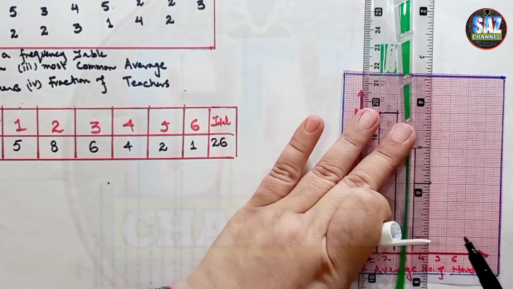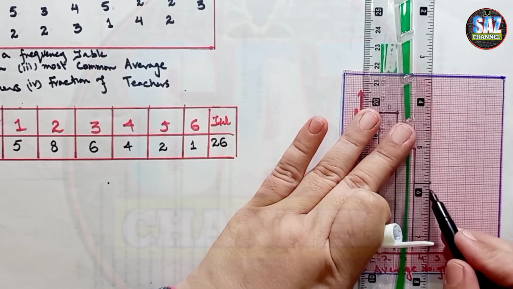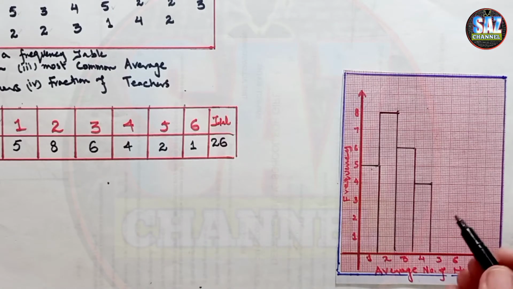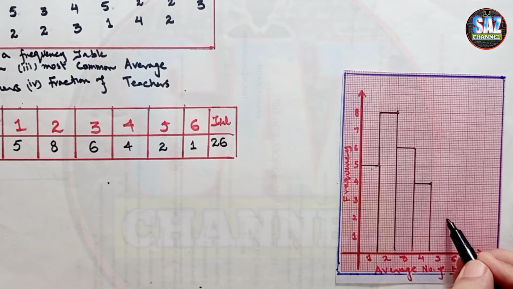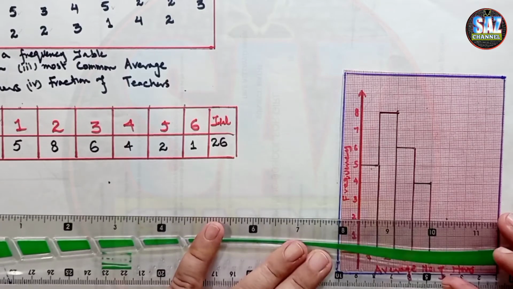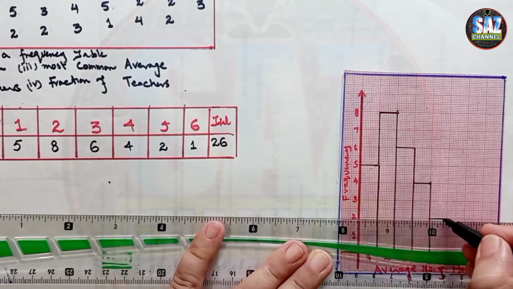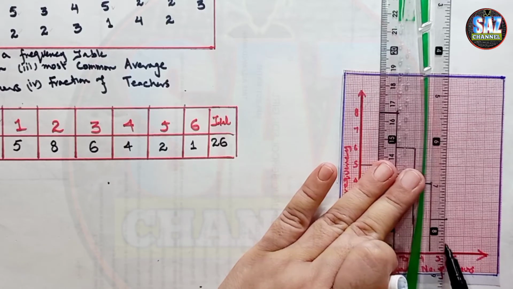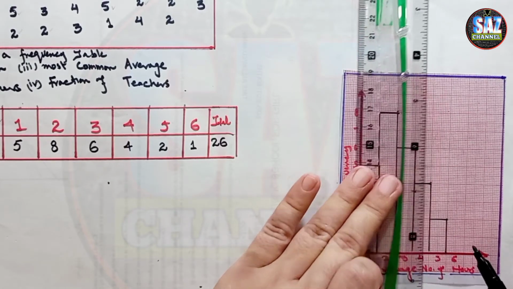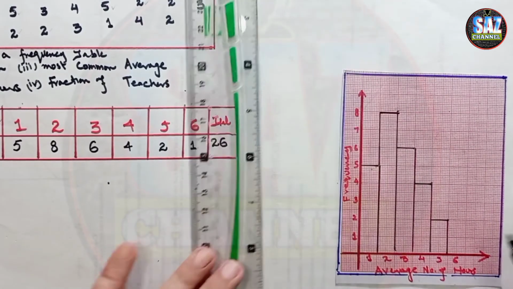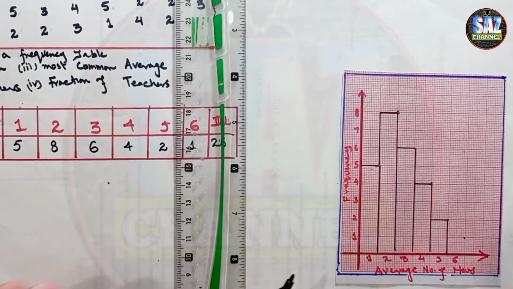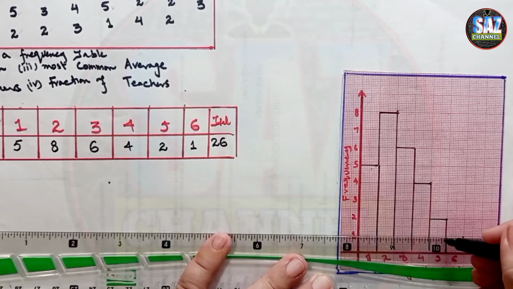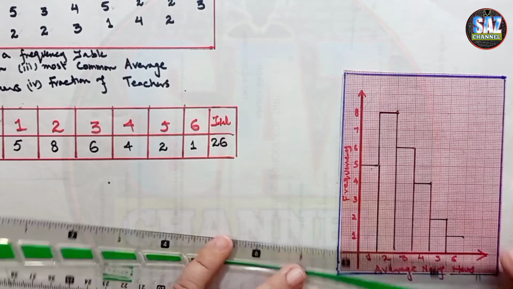And then at 5, what are we having? 5 with 2. Let me complete the rectangle at the top. And what is the number at 6? 6 is 1, 6 with 1. This is how we have to construct and complete the histogram.